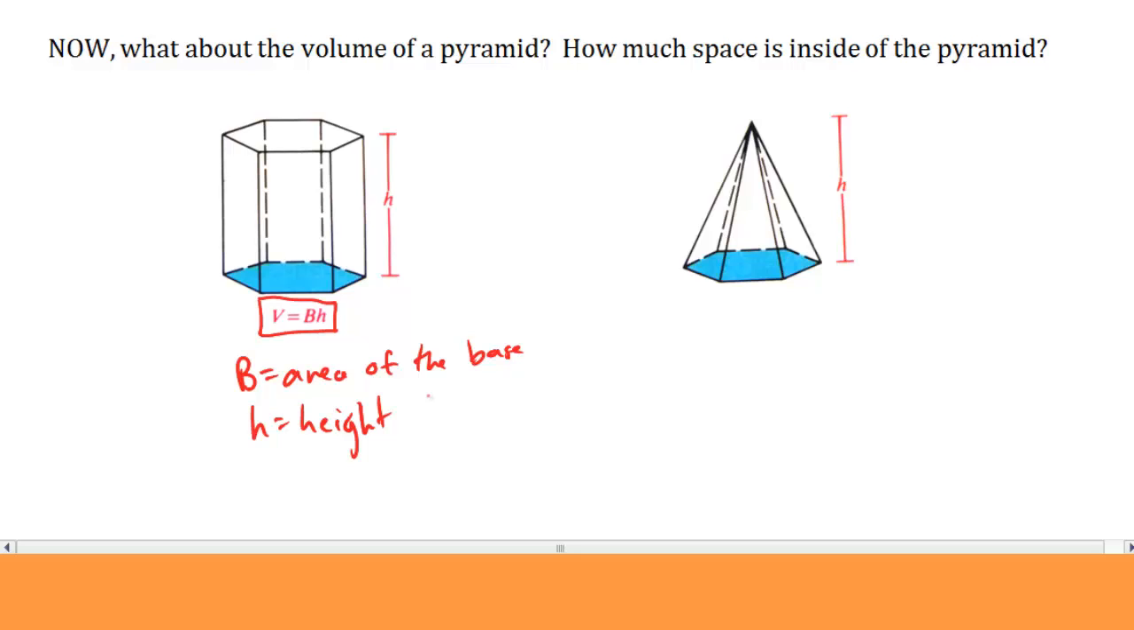A pyramid with the same base as a prism, so if I have the same regular hexagons as the base of my prism and my pyramid, the pyramid is clearly smaller than the prism with the same base and the same height. We can in fact fit the entire pyramid inside of the prism. So it's smaller, so the volume is going to have to be smaller than B times H. In fact, it is exactly 1/3 of B times H. 1/3 of the area of the base times the height.